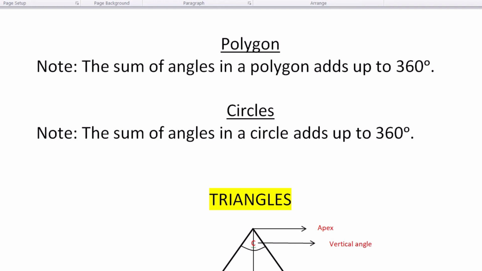A fully shaped polygon, which has all the angles less than 180 degrees, is said to be convex. On the other hand, if the polygon has a hollow shape or any of its angles is more than 180 degrees, it is referred to as a reentrant polygon. And to note, the total sum of angles in a polygon adds up to 360 degrees.